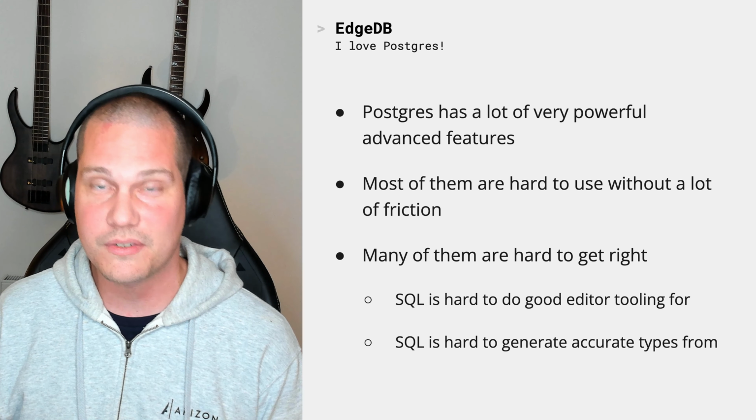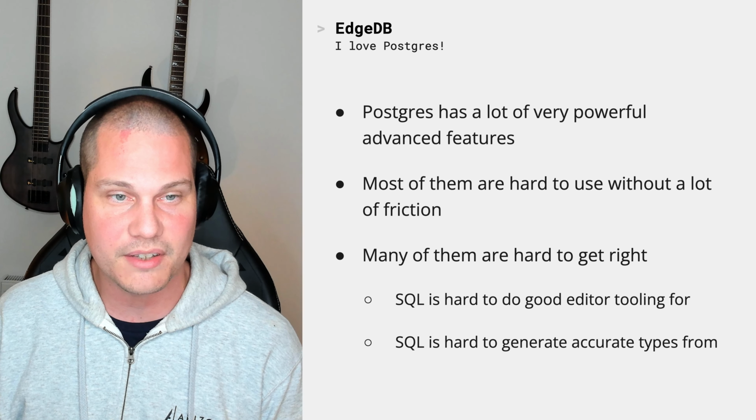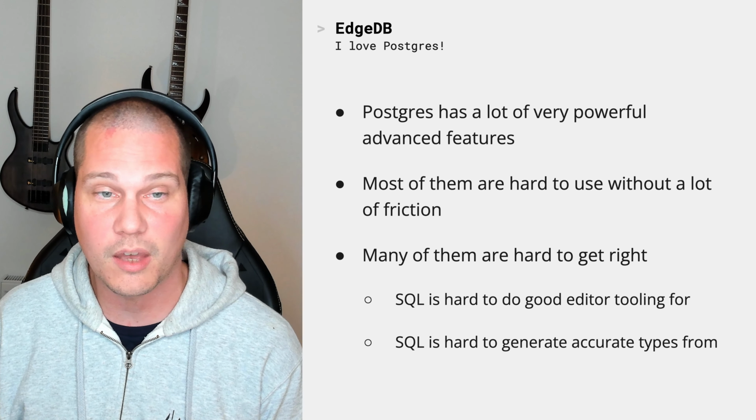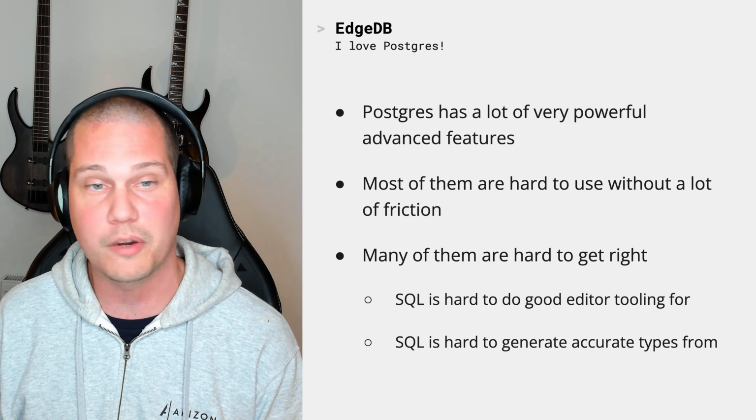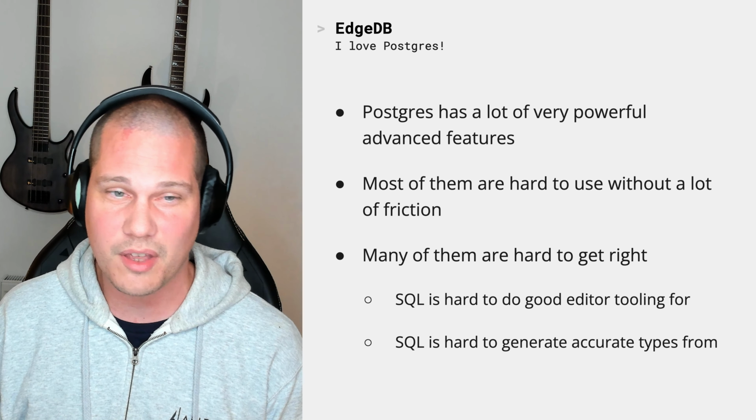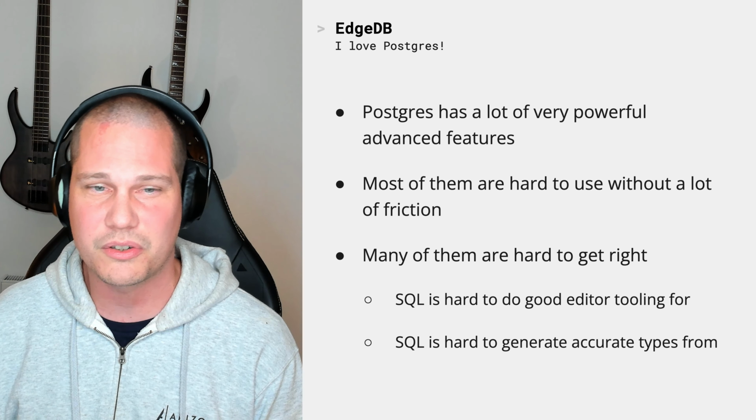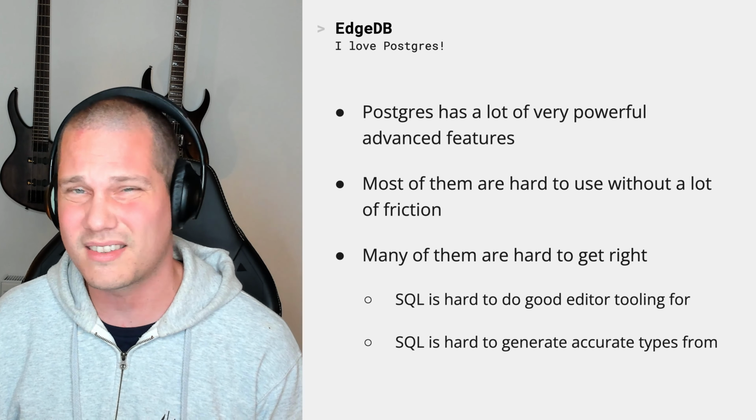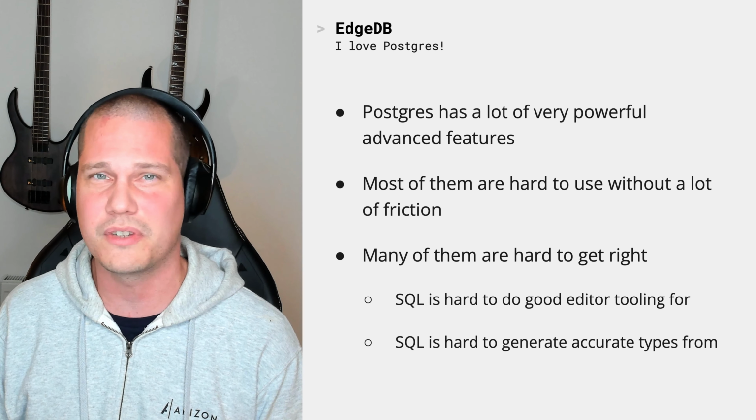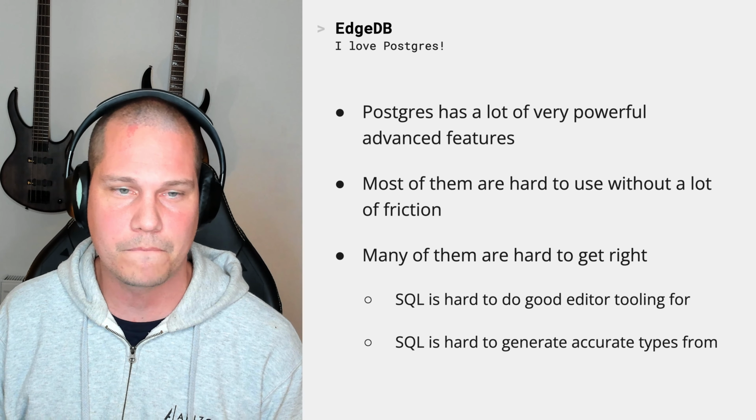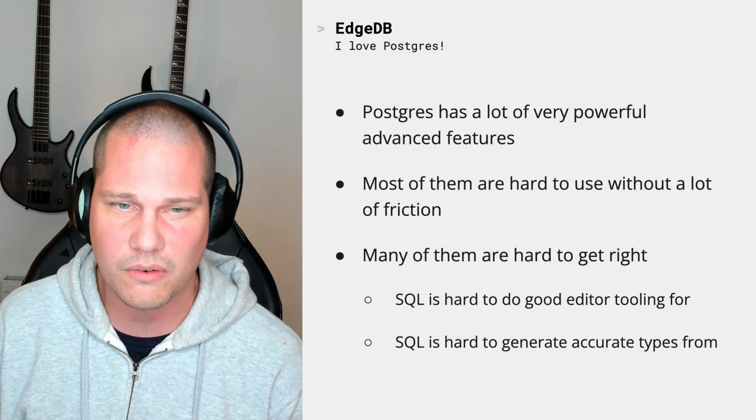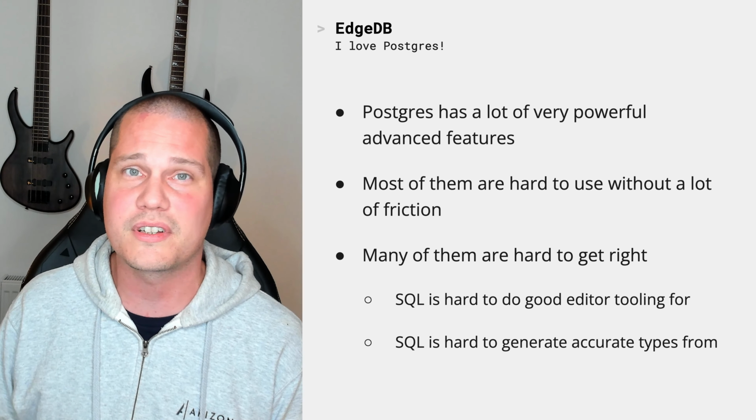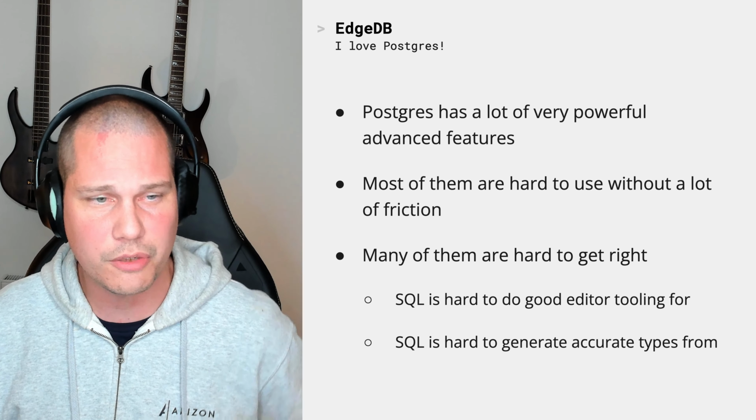So, a little bit about ReScript, now a little bit about EdgeDB and why I find it so interesting. I love Postgres, and I've been using Postgres for a really long time. Postgres has, as you all know, a lot of very powerful features. And I think most of the powerful features are pretty hard to use without a lot of friction. This is partly Postgres, partly just the fact that databases are stateful and pretty hard to deal with once they're in production. It's also hard to get the tooling really good around Postgres because SQL has such a huge and ambiguous syntax surface, which makes it hard to build robust tooling for it.